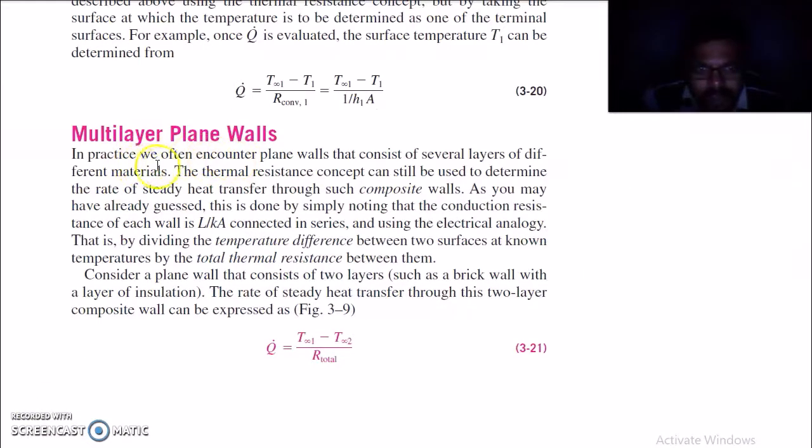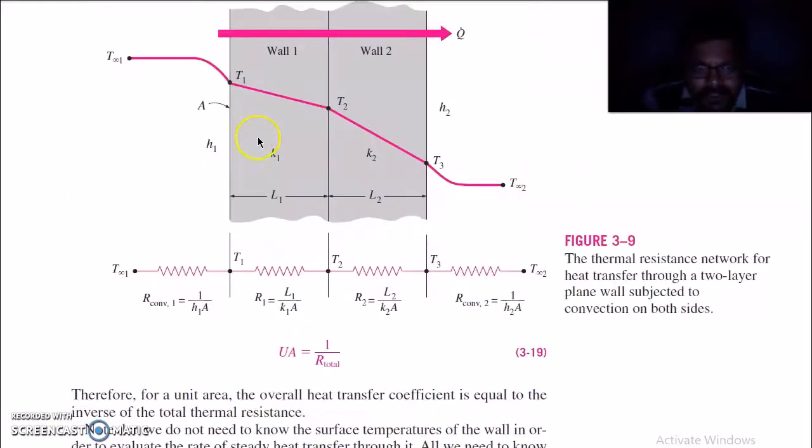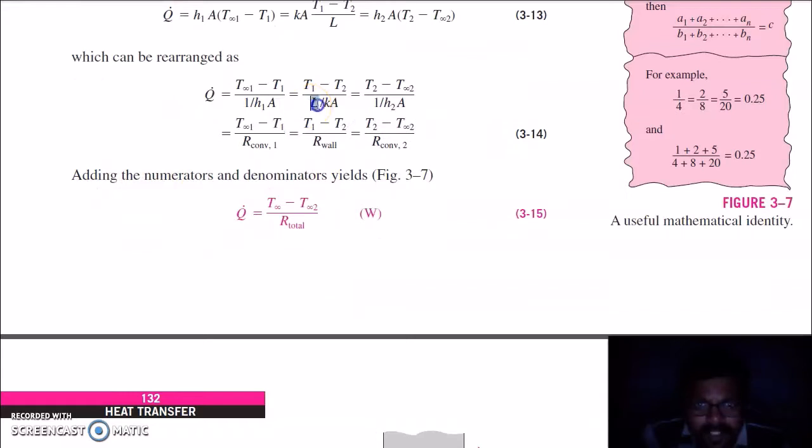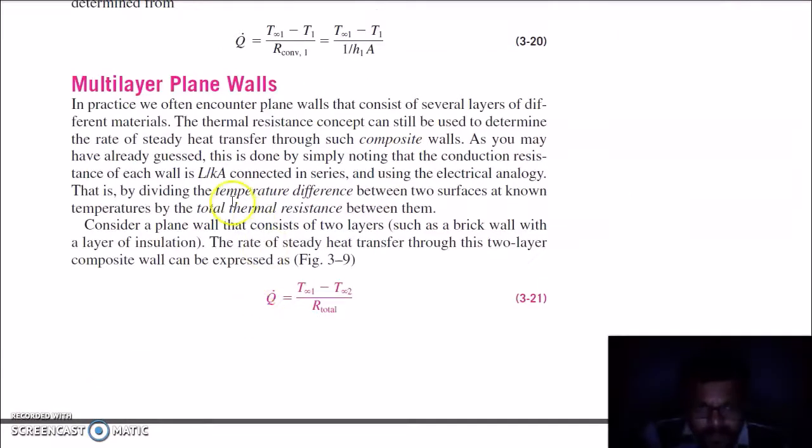Multi-layer plane walls. We often encounter plane walls that consist of several layers of different materials. So in this case we had two walls here. So the thermal resistance concept can be used to find the heat transfer through a composite wall. You may have already guessed this is done by simply noting that the conduction resistance of each wall is L upon kA. So this is your conduction resistance for the wall. Means dividing the temperature difference between two surfaces at a known temperature by the total thermal resistance between them, you can find the steady heat transfer.